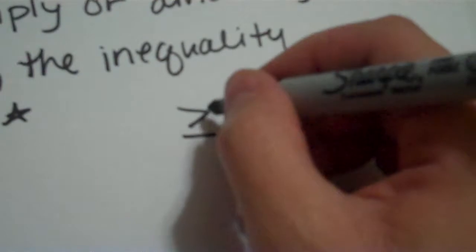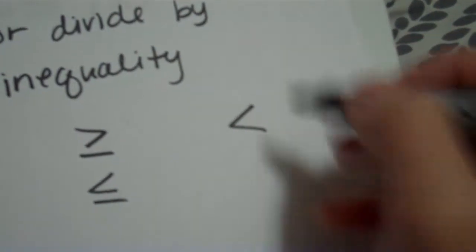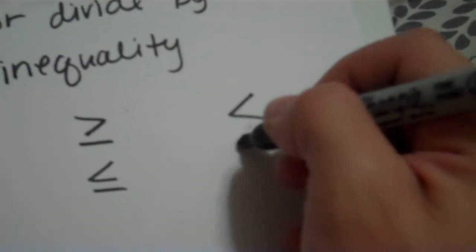What I mean by flipping is if your inequality sign looks like this, if you divide by a negative, then you're going to flip it and make it go that way. Okay? If your inequality sign looks like this, and you multiply by a negative, it's going to flip and go the other direction. Like that. Okay, that's what I mean by flipping. But I'm going to break this down for you even more.